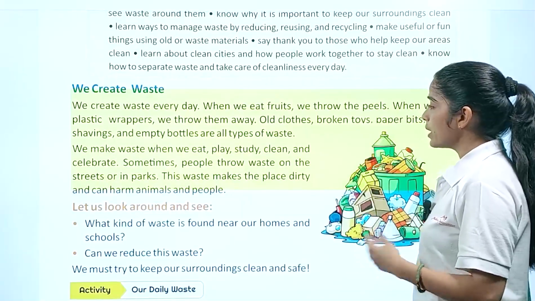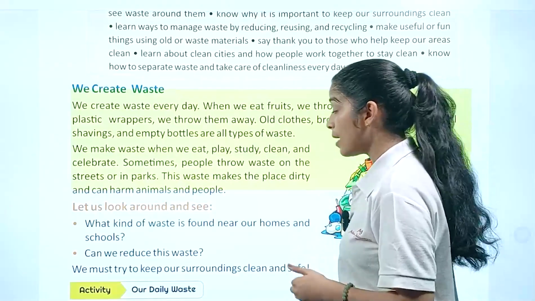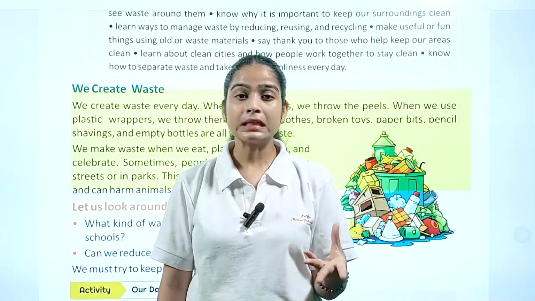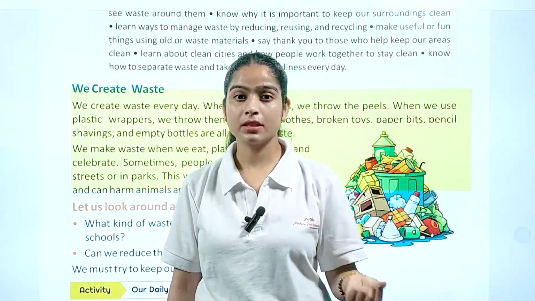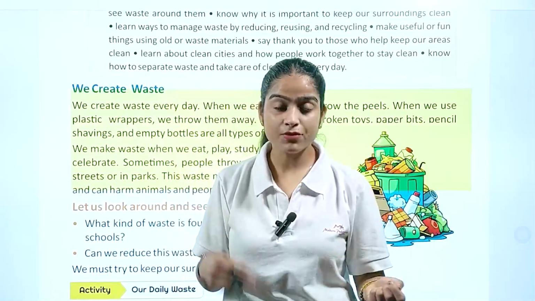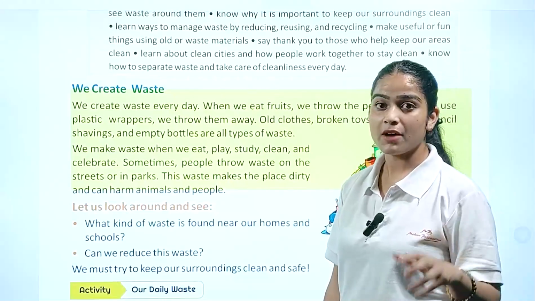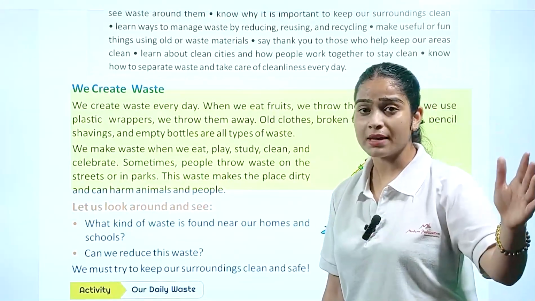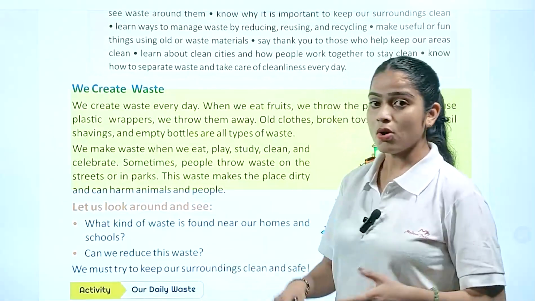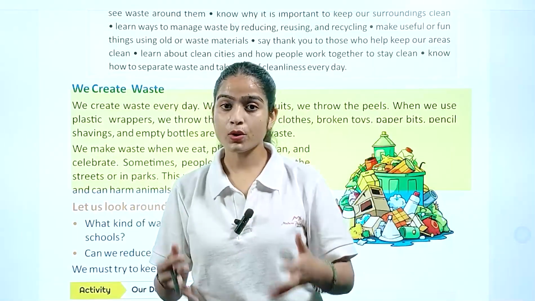Sometimes people throw waste on the streets or in parks. This waste makes the place dirty and can harm animals and people. So, when we do a single thing, a minor thing, we create waste related to that. If we are eating fruits, we have peels. If we are eating chips, then we have a wrapper. If we are wearing some clothes for a long time, then those clothes become old and we want to throw them.